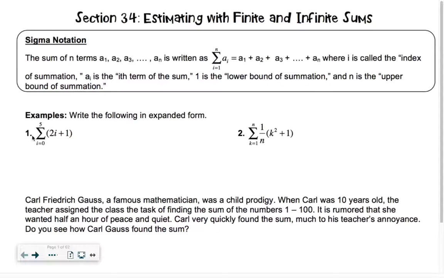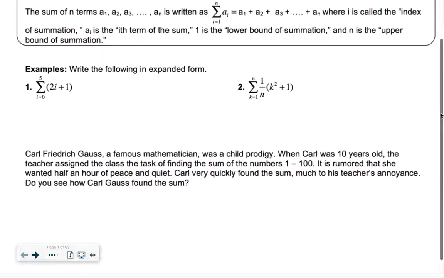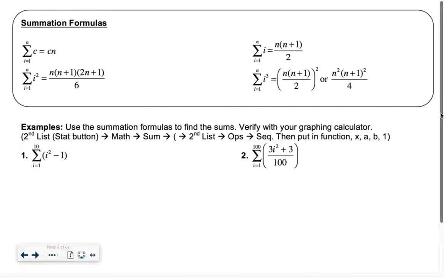Do we feel comfortable with that kind of stuff? Okay, so then we talked about Gauss, who was a child prodigy, and he added up the numbers 1 through 100. So he came up with summation formulas later in life. He was a brilliant mathematician. And then I told you that Riemann studied under him.